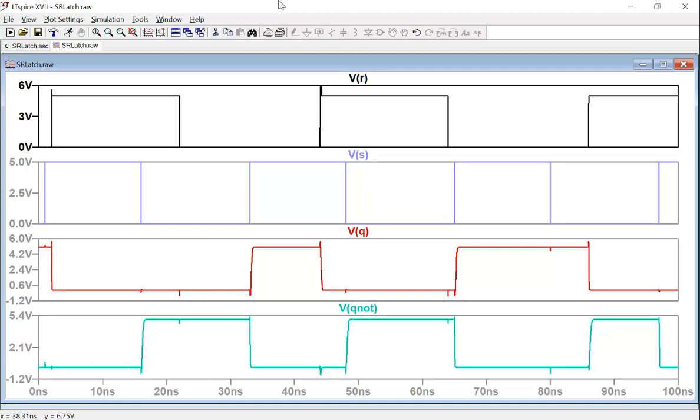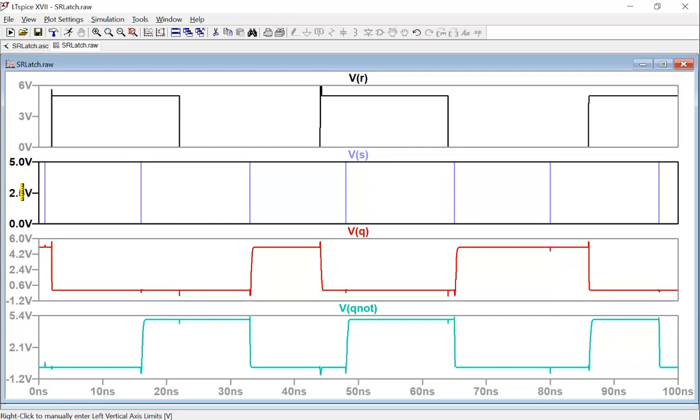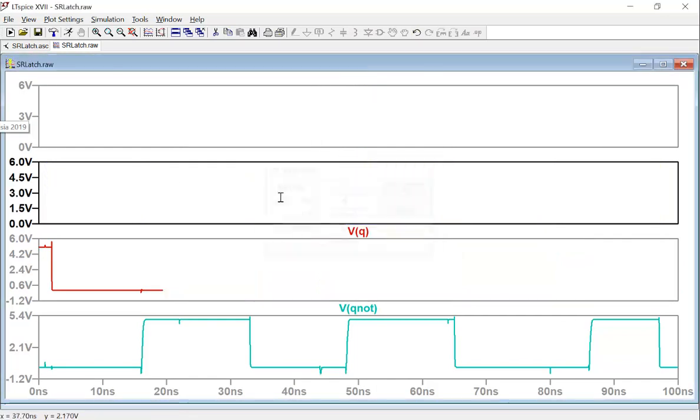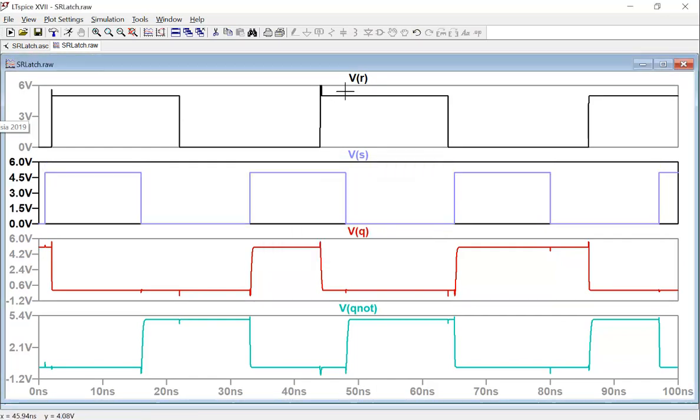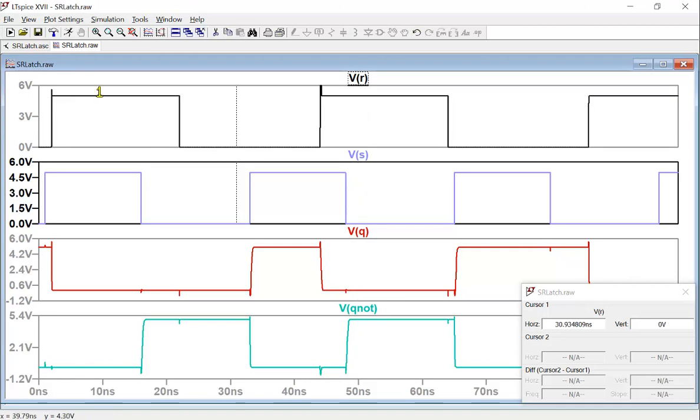Is the Q the inverse of Q naught? Not exactly, right? So what's happening? That's right. Okay, so at the very beginning, I do have a 1 here, right? So 1 is going to give you what?